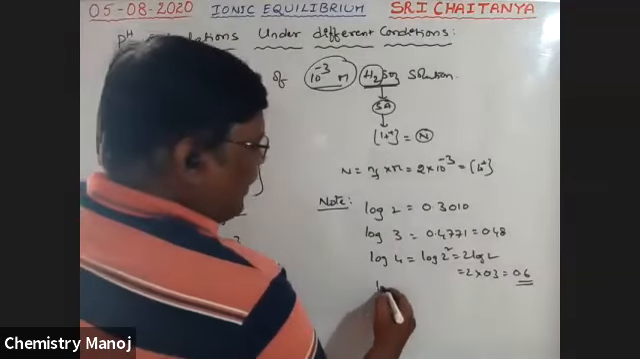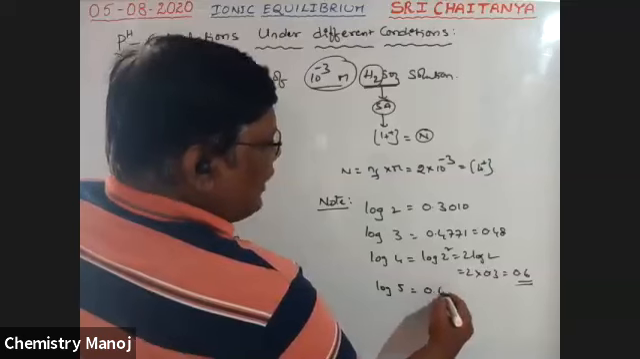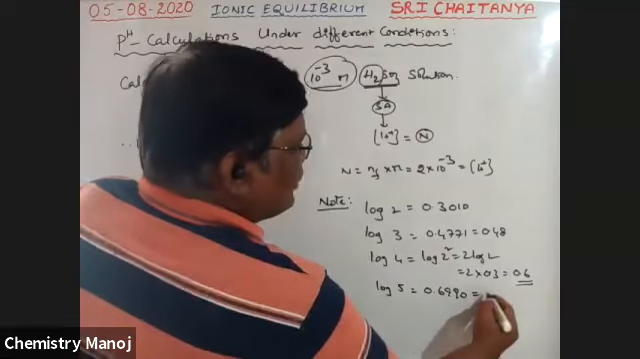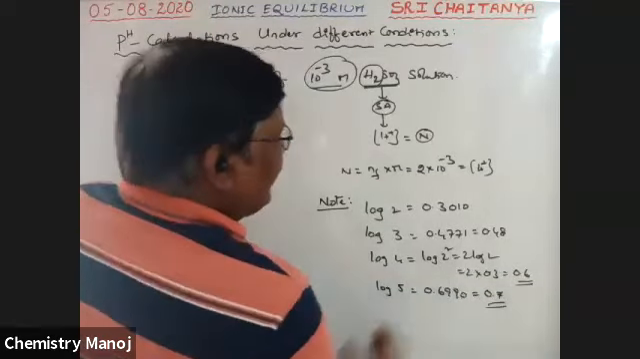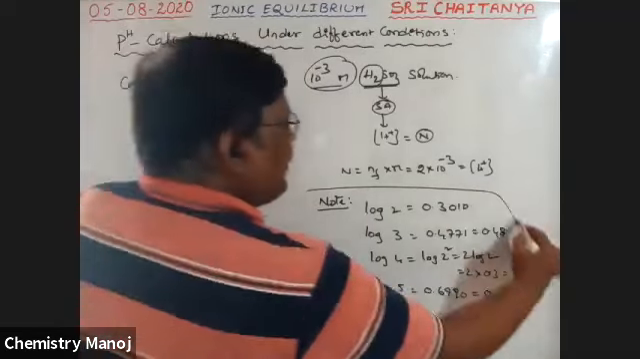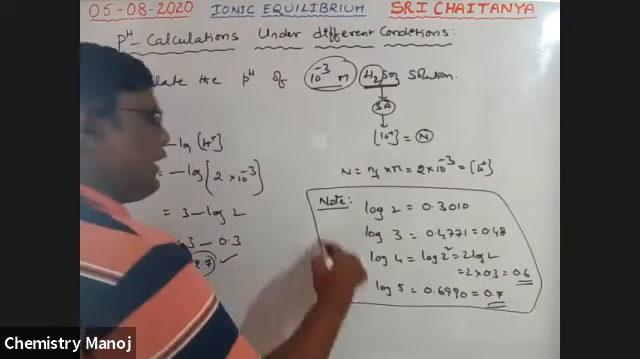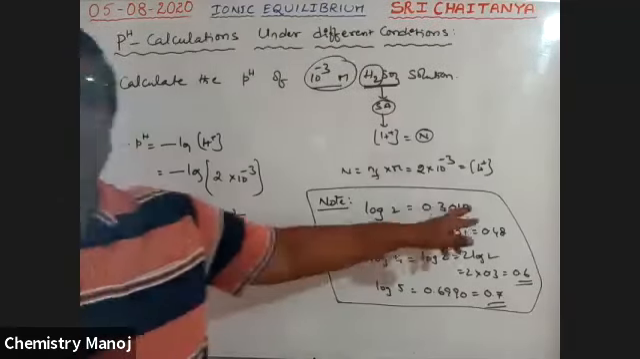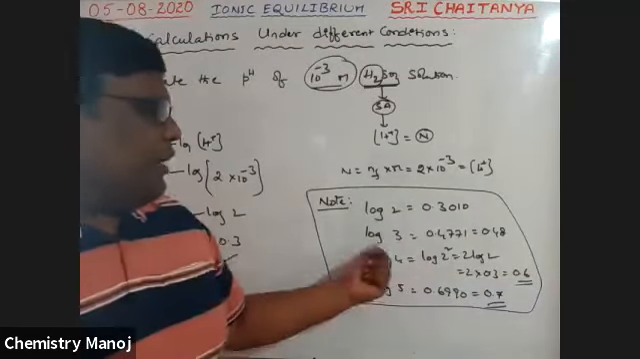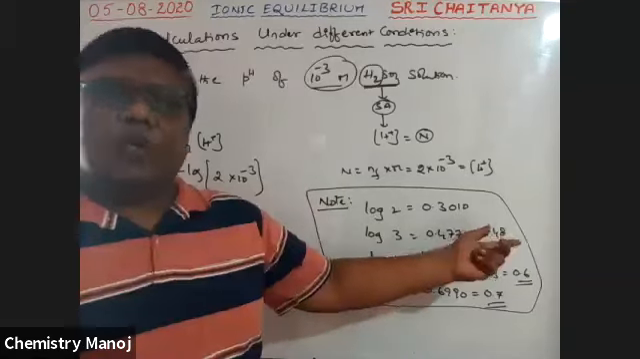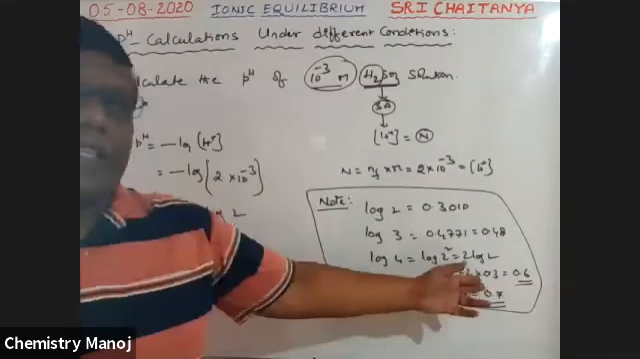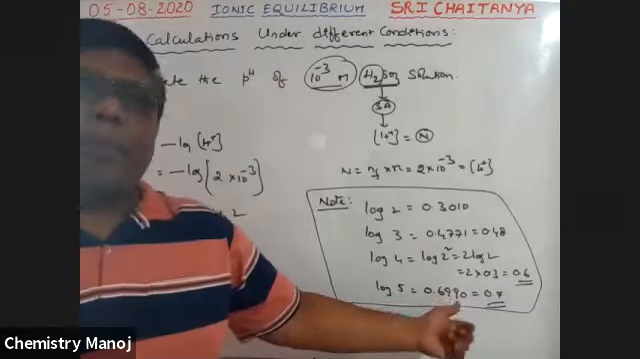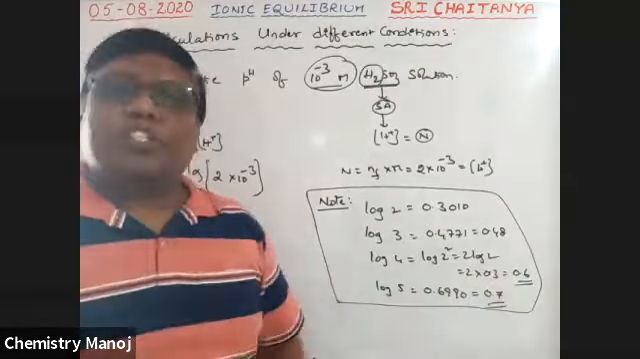Next, log 5 value, that is 0.6990, which is 0.7 roughly we will take it. So these are very, very important. You should manage them during calculations of pH. Log 2 is equal to 0.30 or 0.3. Log 3 is equal to 0.4771, that is 0.48. Log 4 is equal to 0.6. Log 5 is equal to 0.6990, roughly taken as 0.7.